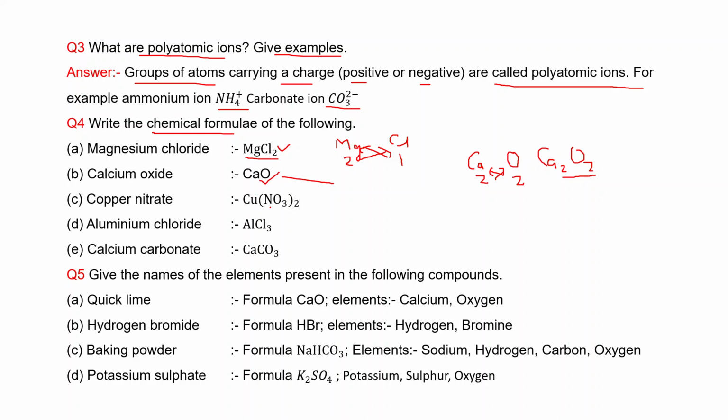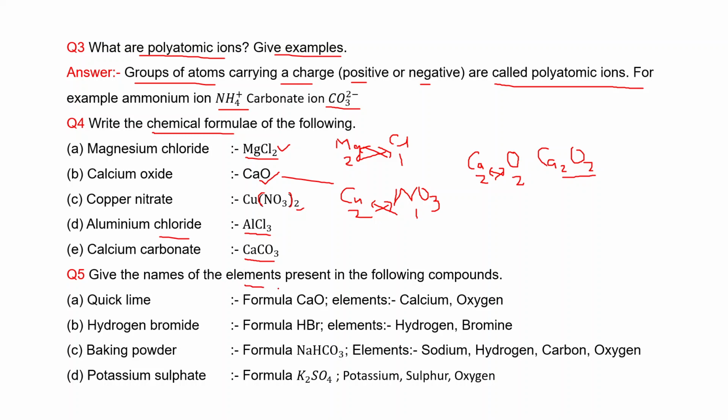Copper nitrate. Copper shows 2 valencies, 1 and 2. But if it is not mentioned, then consider copper is present in the second valency. That's why valency of copper is 2, and nitrate, that is NO3, valency is 1. Again if we interchange, we can say here this NO3 is a polyatomic ion. When a polyatomic ion comes more than once, then it is enclosed in a bracket, and how many times it is coming is written as a subscript outside the bracket. That's why this is Cu(NO3)2. The same way aluminum chloride AlCl3, calcium carbonate CaCO3.